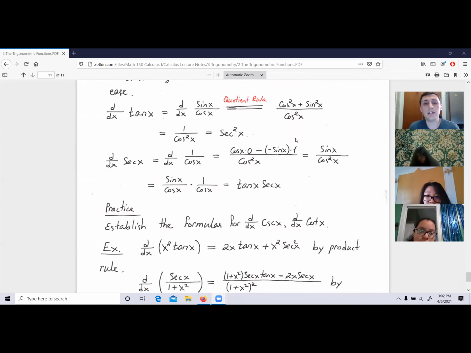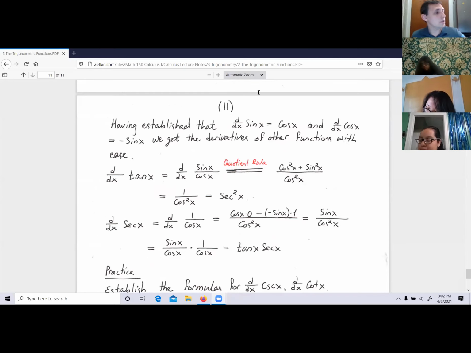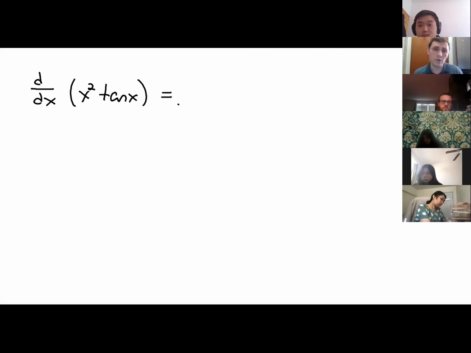Now let's try to do a few more calculations, right? We review derivatives in general. So derivative of x squared tangent x, please calculate.